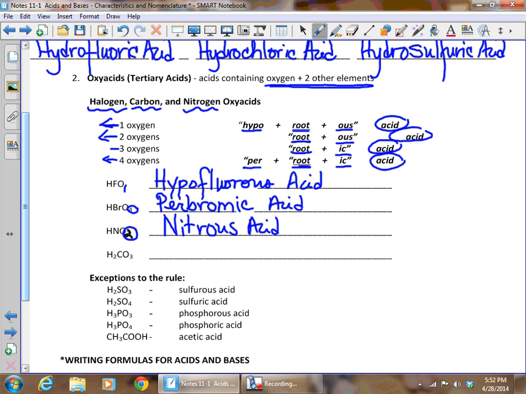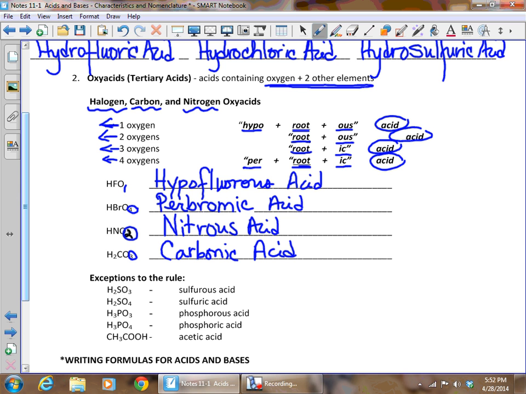Finally, the last one with 3 oxygens. The 3 oxygens, we're going to use the third rule for 3 oxygens, of course, and it's not going to have a prefix again. It's simply going to start out with carbon. Remember I told you earlier that carbon did not shorten its name. It used the entire name just like sulfur does. So carbonic acid.